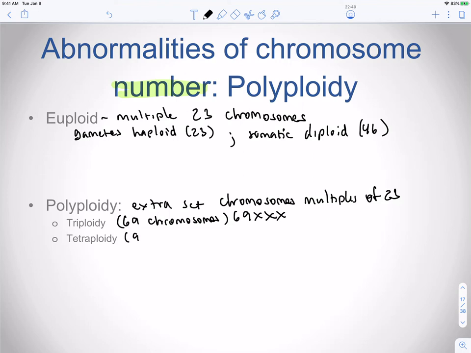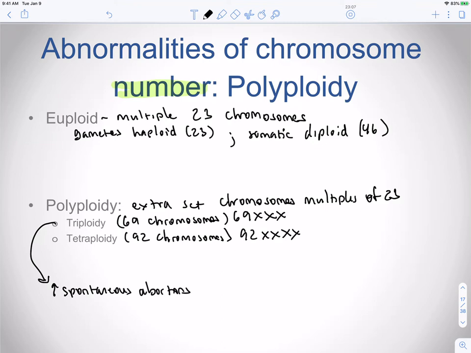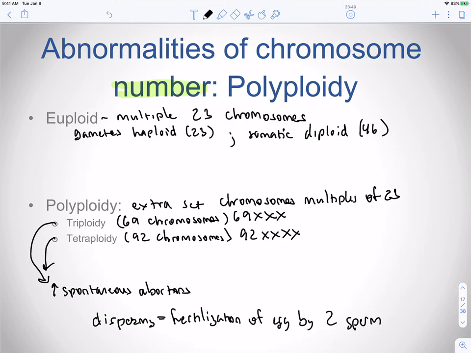Tetraploidy is going to be 92 chromosomes. And so in this case, you're going to be 92XXXX, okay? Triploidy is going to cause a lot of fetal loss in the first few trimesters, so spontaneous abortions. And if you are a triploid that lives to term, you usually die shortly after birth. This is the same for the tetraploidy. It's often caused by a fertilization of an egg by more than one sperm. So we have dispermy. And so you get another set of chromosomes in the fetus.